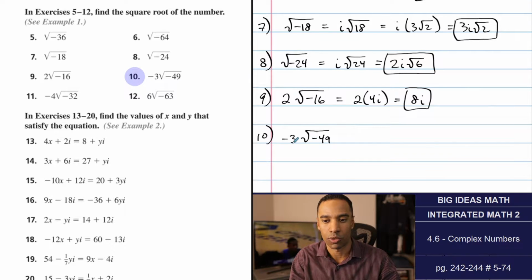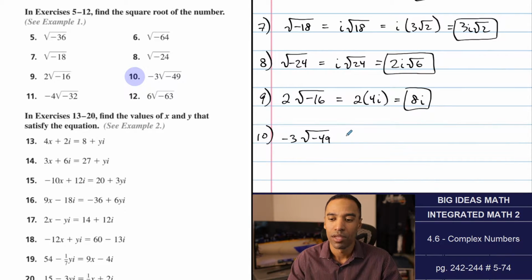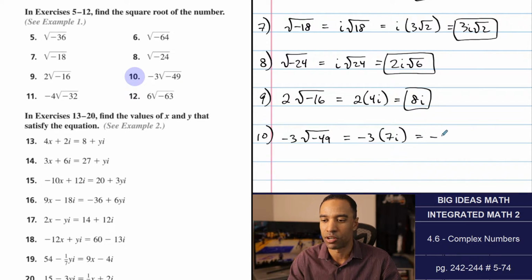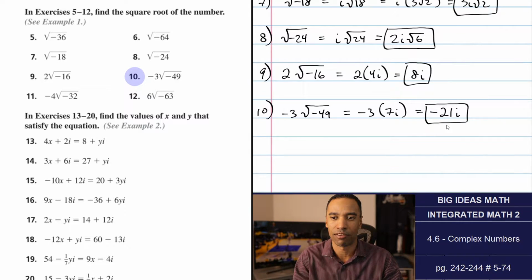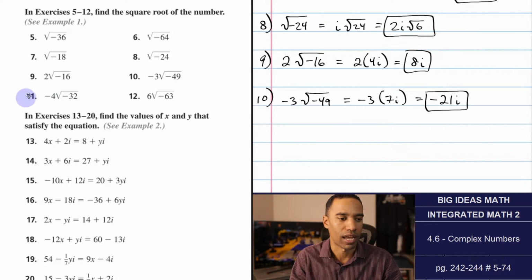Here's where we're going to actually deal with a negative, because we're going to multiply an imaginary positive by a negative. So, we're finally going to get a negative number out. This becomes negative 3 times 7i, square root of 49 being 7, and the negative being inside there. So we'll get negative 21i, a negative imaginary number. Number 11, same thing. We're going to have another negative imaginary number.